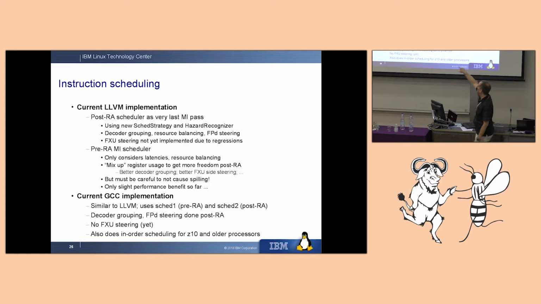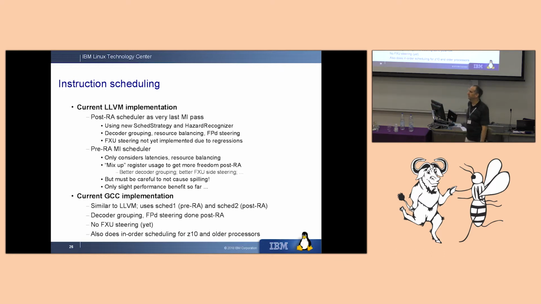All the decoder grouping is done post-RA because we need to know the exact instruction sequence. Pre-RA, we want to do some mixing up and consider latencies, but we don't mix up stuff too much, so that we don't then get spills. Again, same problem as on many other platforms, and same problems between GCC and LLVM. Implementation is, of course, different, but pretty much at the same level right now. Well, the one thing GCC does extra is we still have the in-order scheduling for the old processors, which we don't do in LLVM.